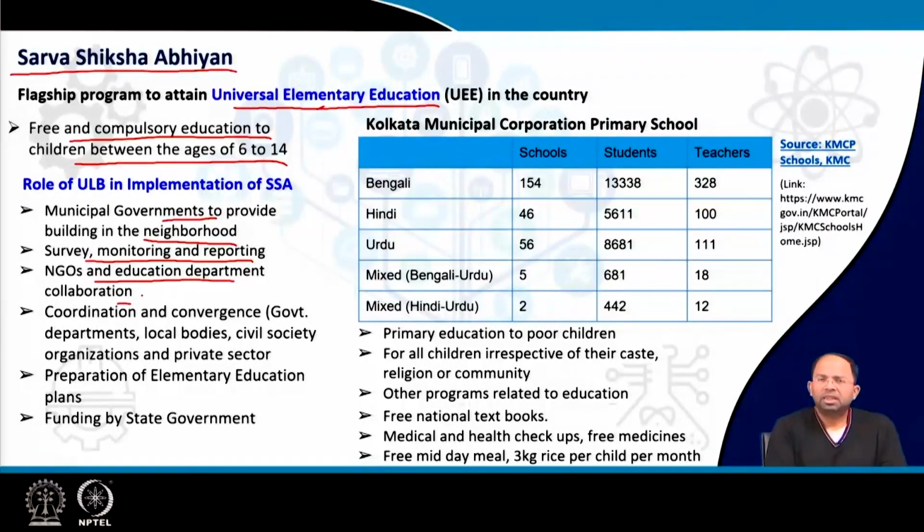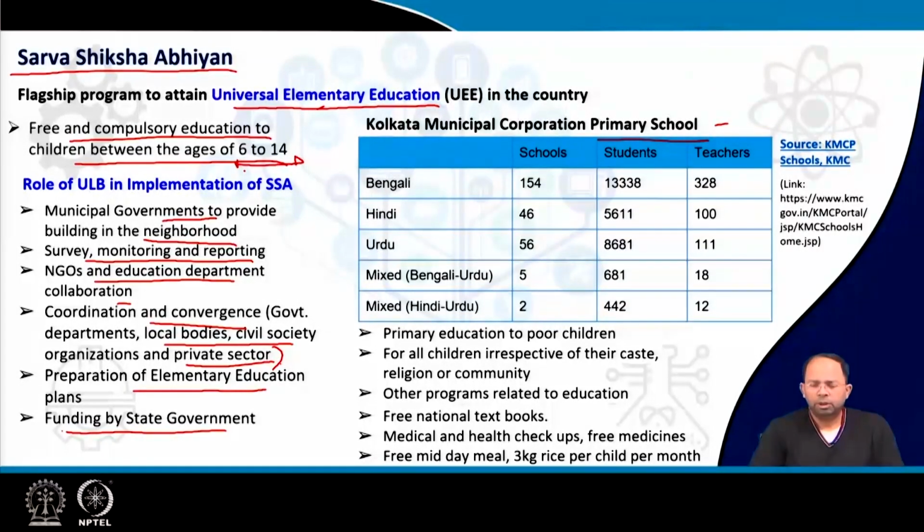NGOs and education departments can collaborate to provide this kind of education. Coordination and convergence between the different government departments, local bodies, civil society organizations and private sectors to provide universal elementary education. Then preparation of the overall plans for implementing these programs, and finally funding has to come from the state government. So, Kolkata Municipal Corporation runs several primary schools so that we can provide education to kids in the 6 to 14 years age group.